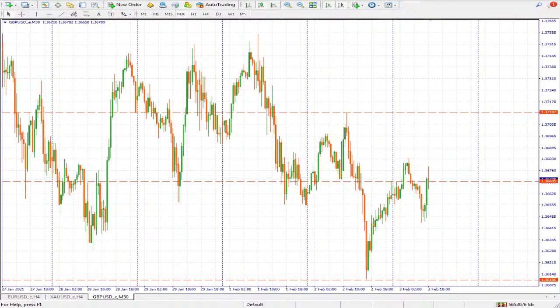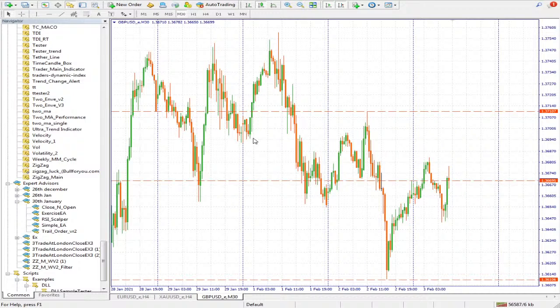If you don't know how to locate the highest high of a candle or the lowest low of a candle, then this is what you're supposed to be looking at. Go to your chart, find the zigzag indicator, and load it on your screen.